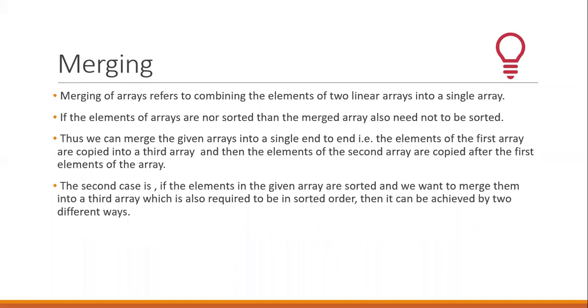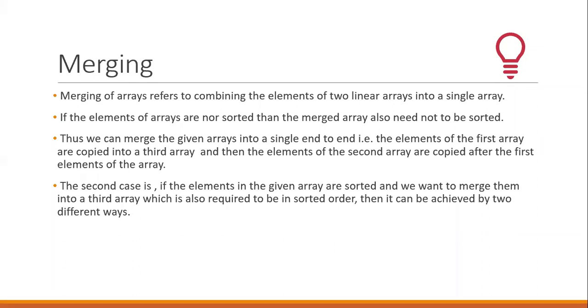The second case is, if the elements in the given arrays are sorted, we want to merge them into a third array, which is also required to be in sorted form. Now, instead of unsorted arrays, the first array and second array are sorted, which means all the elements are in ascending order in both. Now you want to make a third array, and that third array should also be sorted. How can it be achieved?